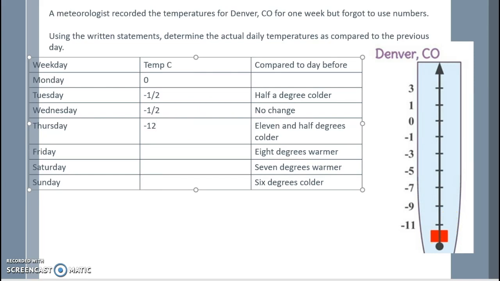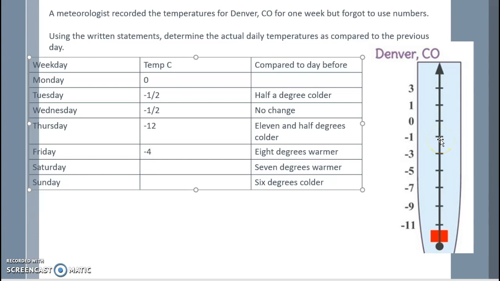If we're at -12 degrees and now we warm up 8 degrees, notice it goes by 2's, so -12 plus 8: 1, 2, 3, 4, 5, 6, 7, 8, bringing us to -4. On Saturday, it was 7 degrees warmer. So if we're at -4 and it is 7 degrees warmer, 1, 2, 3, 4, 4, 5, 6, 7. So positive.